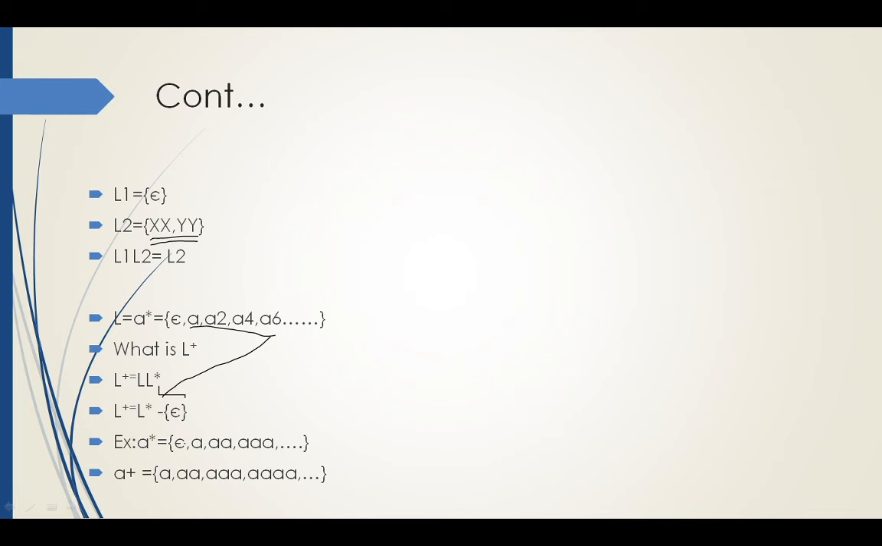When you write A star, epsilon will come in the list because it is a Kleene closure. When you write A plus, then epsilon will not come. The remaining strings are there in A plus. So this is all about languages, functions on languages, and some important functions. Next class we will see the finite state machine, which is used to accept the given language. Thank you.